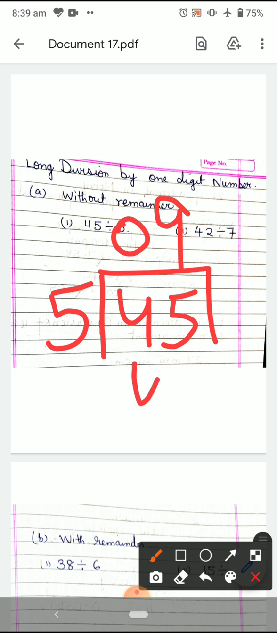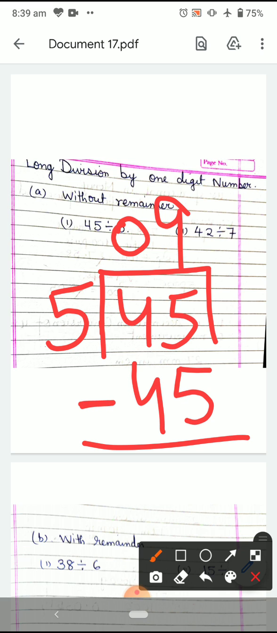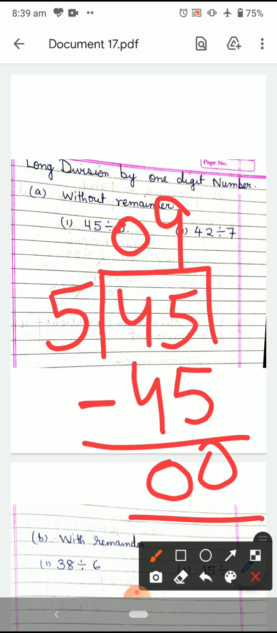So we will write 45 here. Now we minus. Whatever comes down we minus. 5 minus 5 is 0. 4 minus 4 is 0. It is all done. What will be our answer? Our answer, the quotient, will be 9.